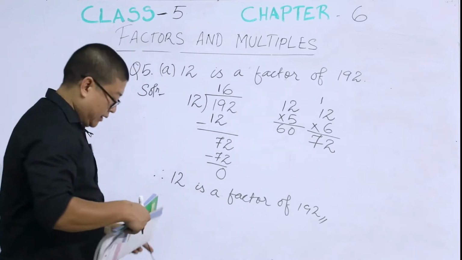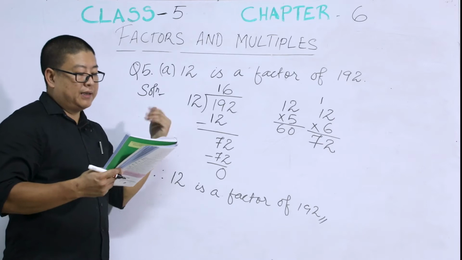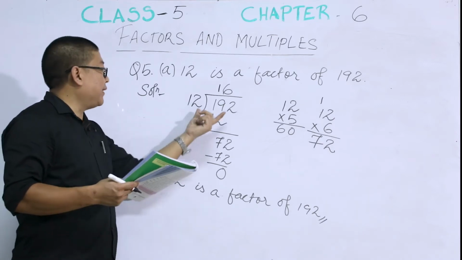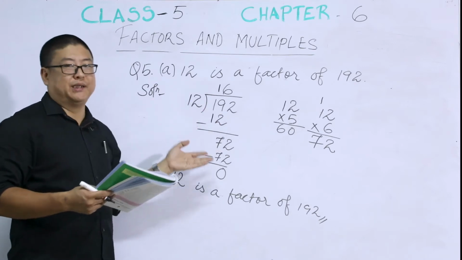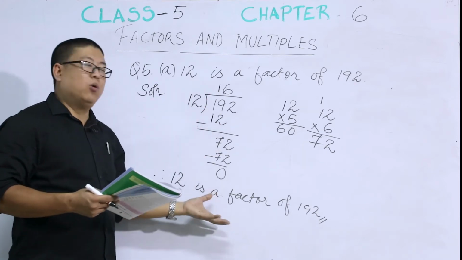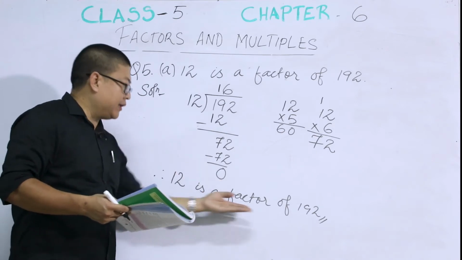Okay? So similarly, for the other questions, B, C, and D, you simply have to divide like this. No difference. The only thing is numbers have been changed. The procedure is all the same, all right? So if you're getting remainder 0, it is a factor.